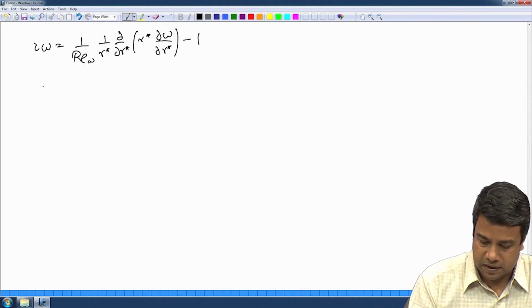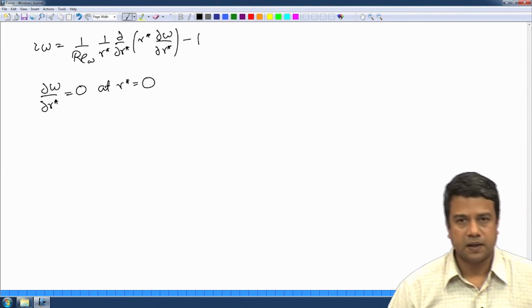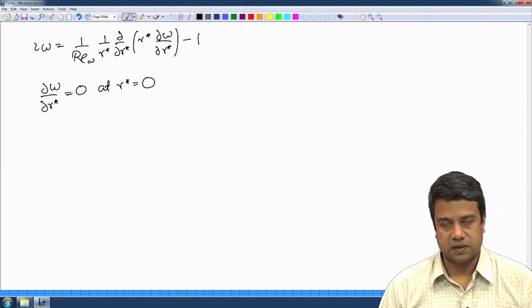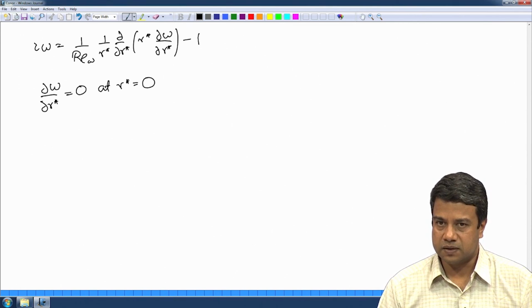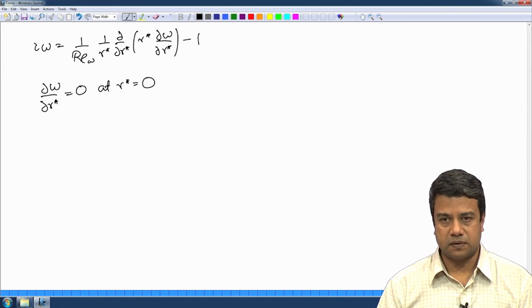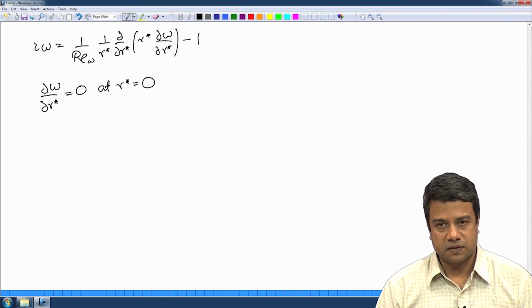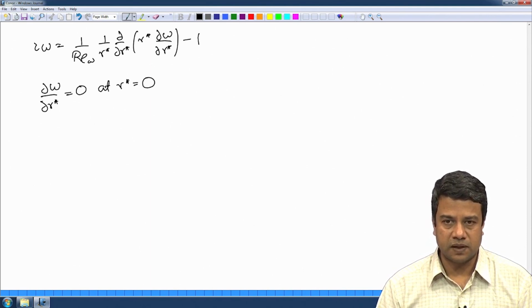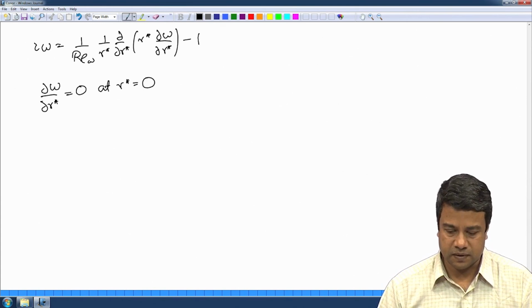The boundary conditions were that partial w by partial r star is equal to 0 at r star is equal to 0. The symmetry condition along the axis of the pipe in order to ensure that the velocity field is continuous and differentiable at that point. If the derivative is non-zero, you will get different derivatives from different directions. Since there is no physical boundary, only a boundary in the coordinate, the function has to be continuous and differentiable at that point, and for that we require that the derivative has to be equal to 0.